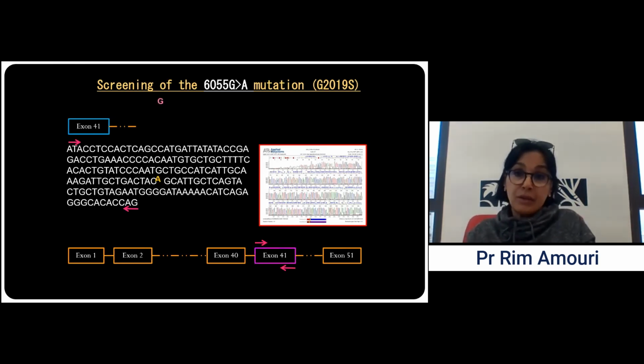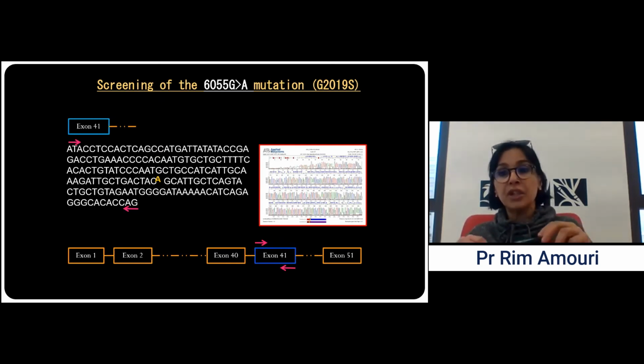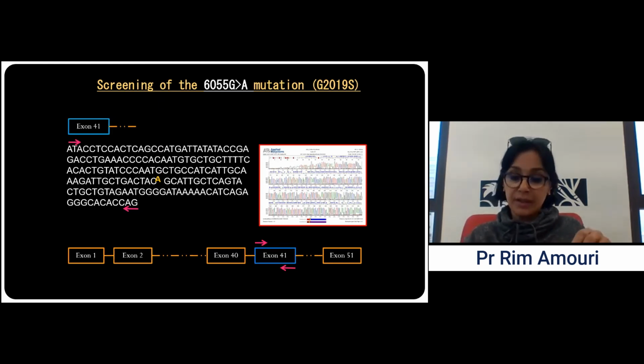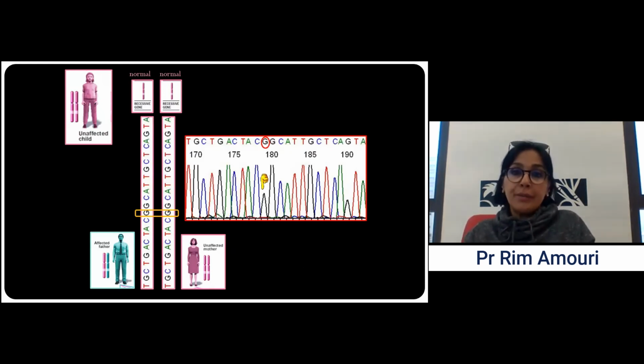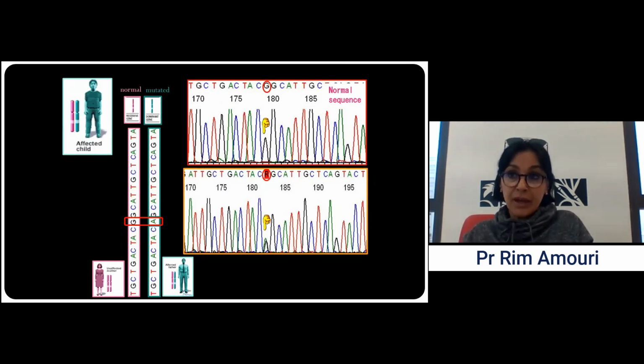So the genetic test used in our lab for the diagnosis of LRRK2 related PD in Tunisian patients is mainly the screening of the G>A mutation by direct sequencing of exon 41. In this slide, the sequence of an unaffected child with a normal G at position 6055. And this is because the child takes two normal chromosomes, one from each parent. And here, the DNA sequence of an affected child, where we can see an overlay of the G and the A base compared to the normal sequence.